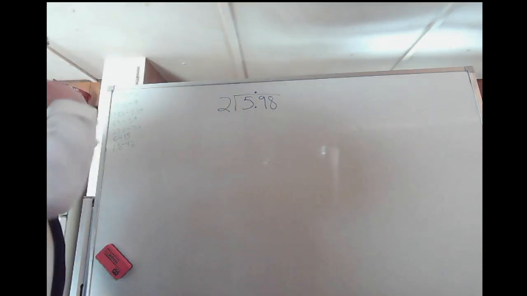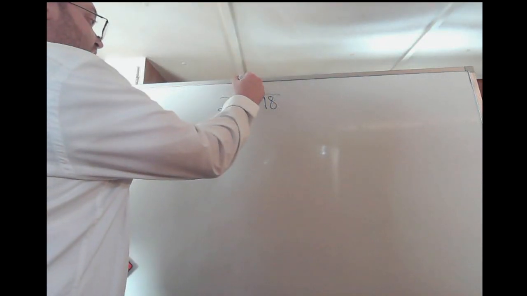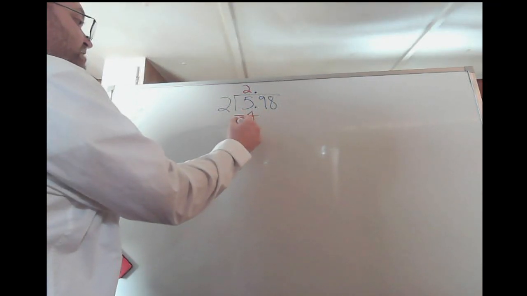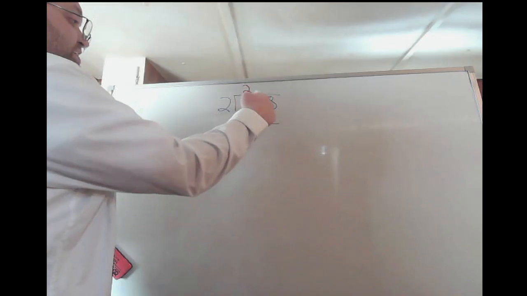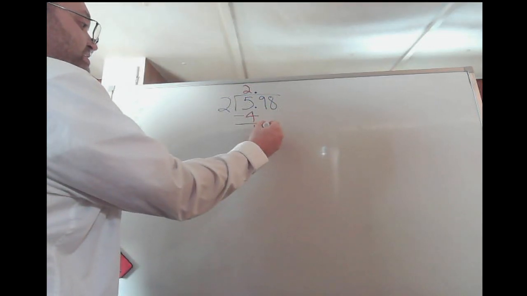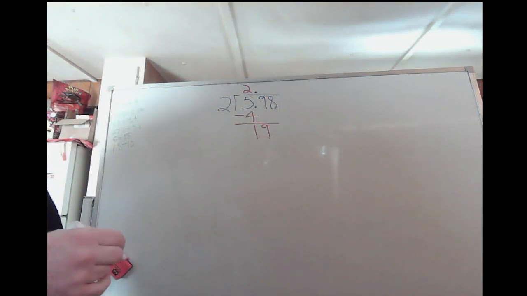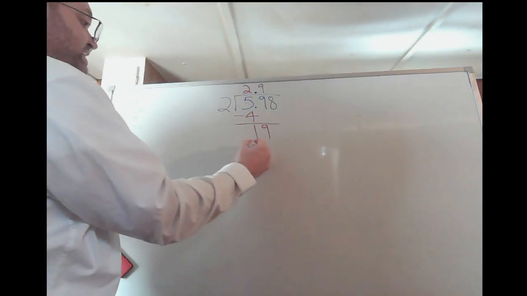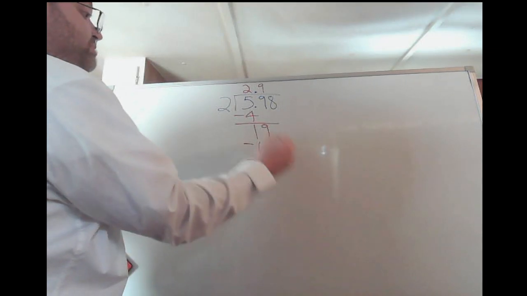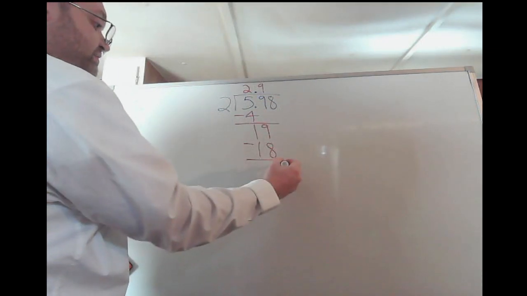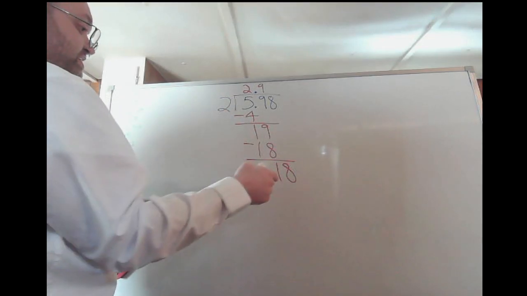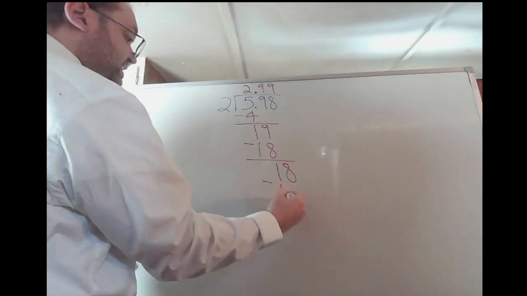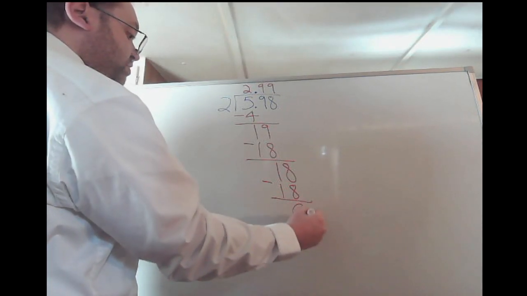2 goes into 5 how many times? 2 times. 2 times 2 is 4. So 5 minus 4 is 1. Ignore the decimals, just bring down your 9 from the dividend. So 2 goes into 19 how many times? 9 times. 9 times 2 is 18. 19 minus 18, that's 1. You bring down your 8 from the dividend. And 2 goes into 18 how many times? 9 times. 9 times 2 is 18. 18 minus 18 is 0. We have a remainder of 0.